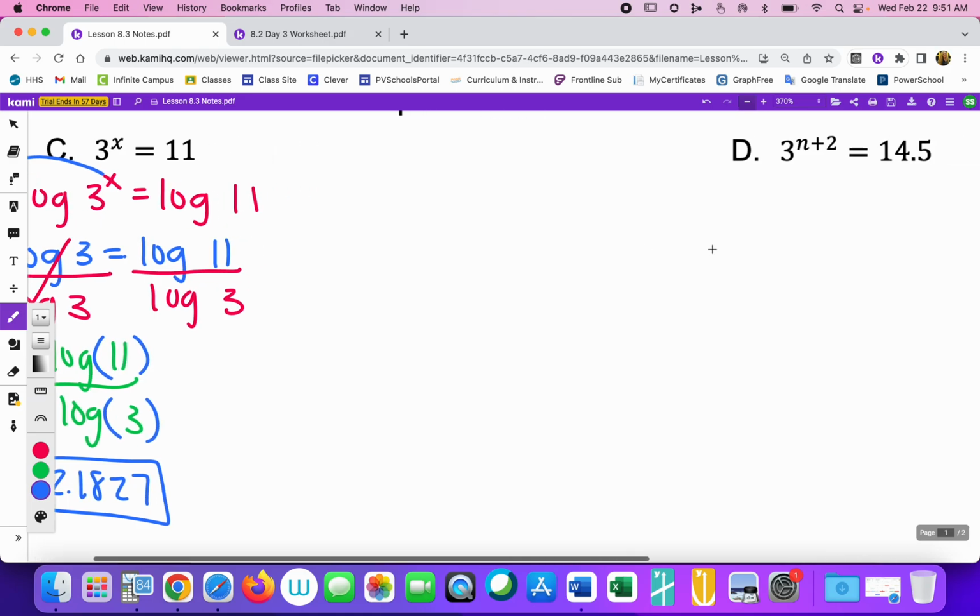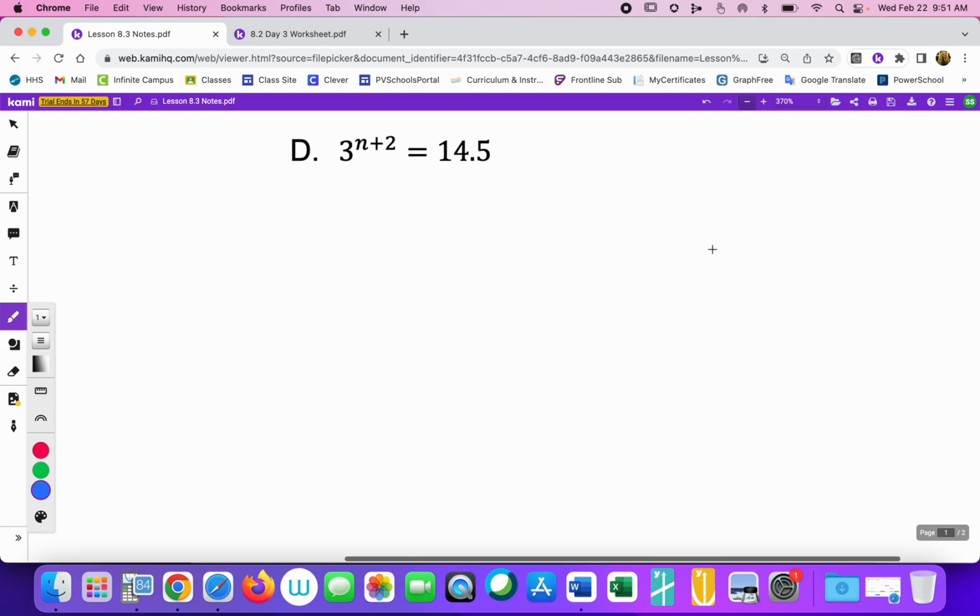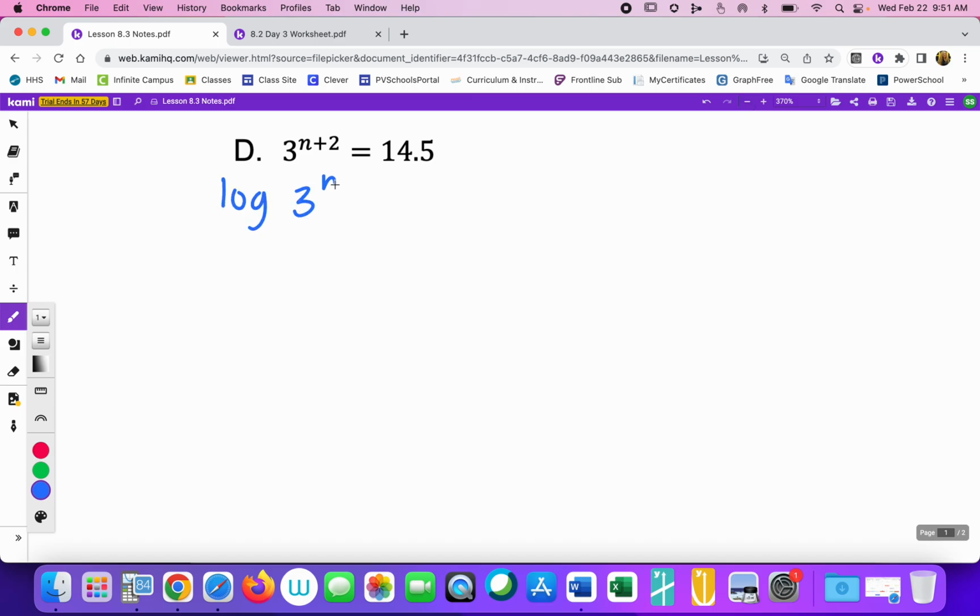Now your first step's always the same. So what are we going to do? Put logs in. Okay. So that would be log of 3 to the power of n plus 2. Now this is a quantity, so putting parentheses around it would be a good idea. Equals log of 14.5.